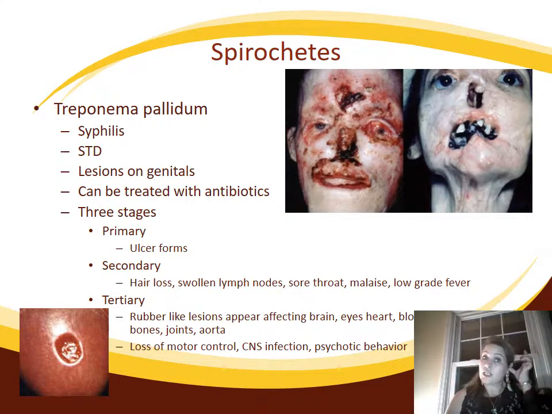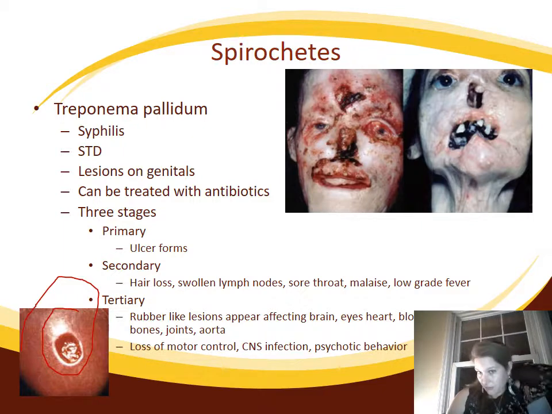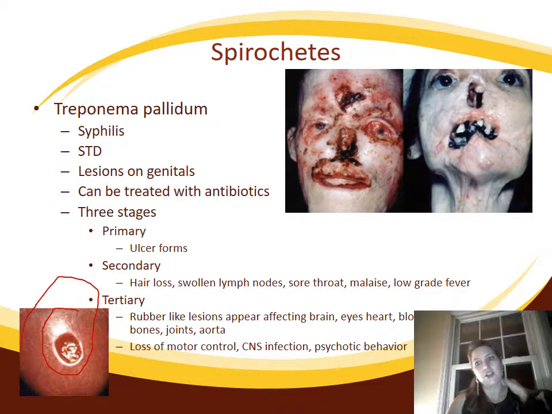So it happens in 3 stages. The first stage, you're going to get this ulcer forming, which we talked about right here. The secondary phase is going to be hair loss, swollen lymph nodes, sore throat, malaise, low-grade fever. And then the tertiary phase is going to be these lesions that appear affecting the brain, eyes, heart, blood, bones, joints, aorta, and loss of motor control, central nervous infection, also psychotic behavior. They actually blame some of the historic mad characters. They blame a lot of the psychiatric disorders on syphilitic lesions of the brain.